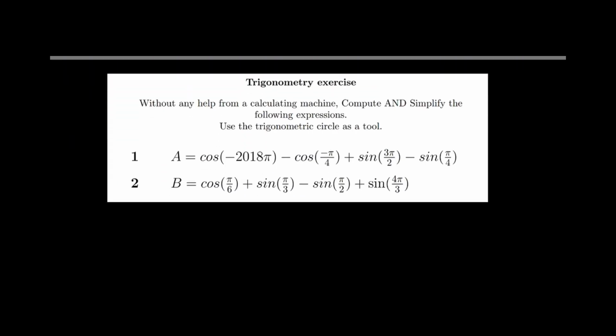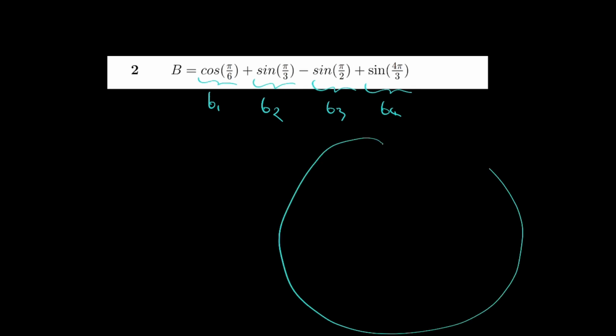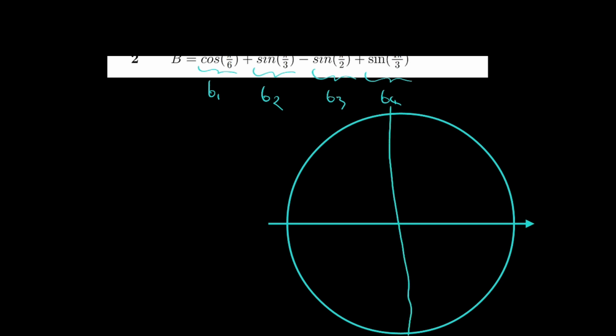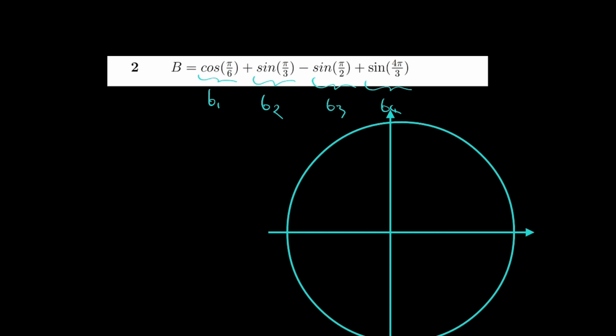Now for the second one. We are going to call, same thing, here B1, here B2, here B3, and here B4. And we are going to sketch a beautiful, large trigonometric circle with the cosine axis here and the sine axis here. We want to locate cosine of π over 6 first, and then find its cosine.